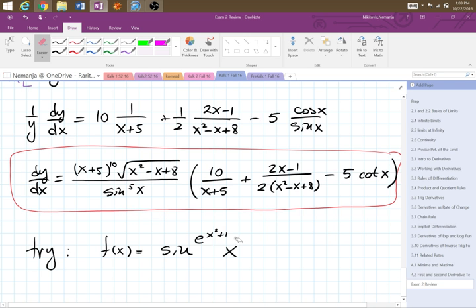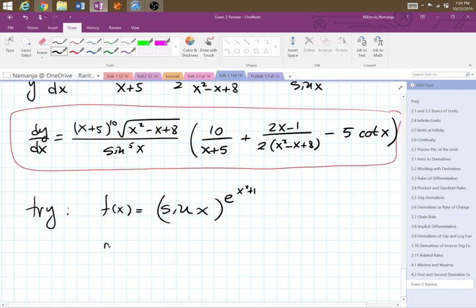Maybe I should write it differently. Sine x raised to the e to the x squared plus 1. So try that one. Try maybe x squared plus 7 raised to the cosine 5x. These are good examples for this type of differentiation.